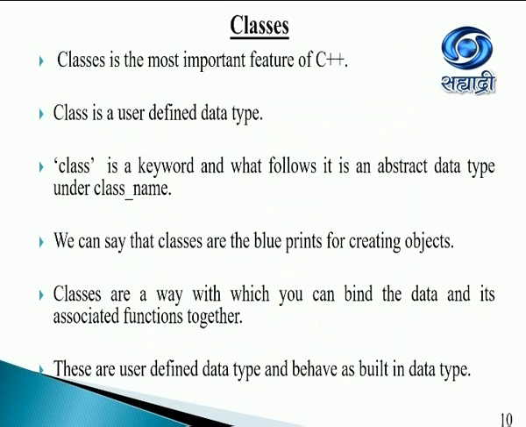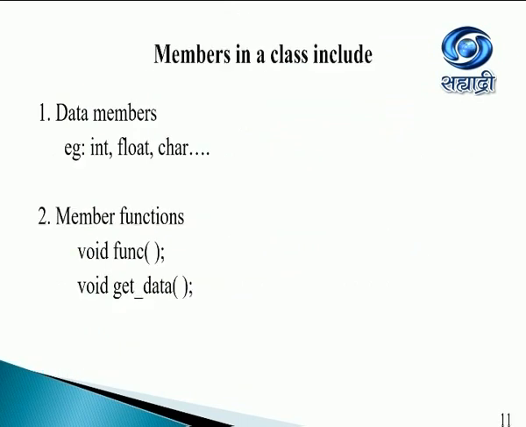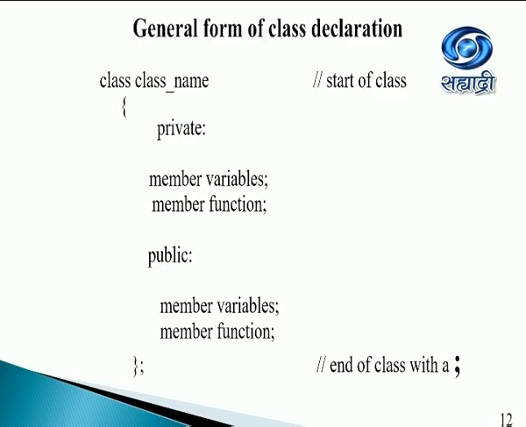Classes are the most important feature in C++. Remember the member functions. We can have as many data members and as many functions as we want inside a class. A class declaration looks something like this. Class and the class name. So that is the beginning of a class. The class name again is an identifier, that is, a name that you would give to a class.